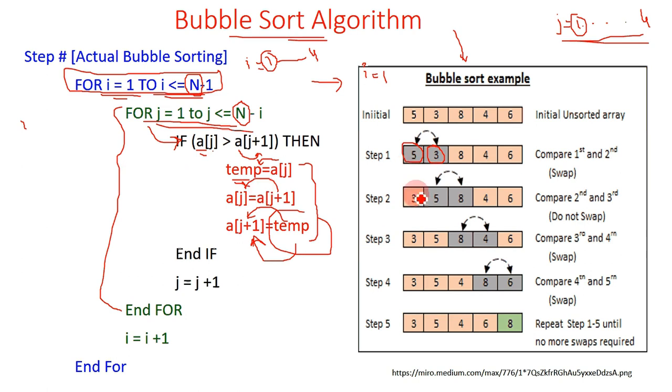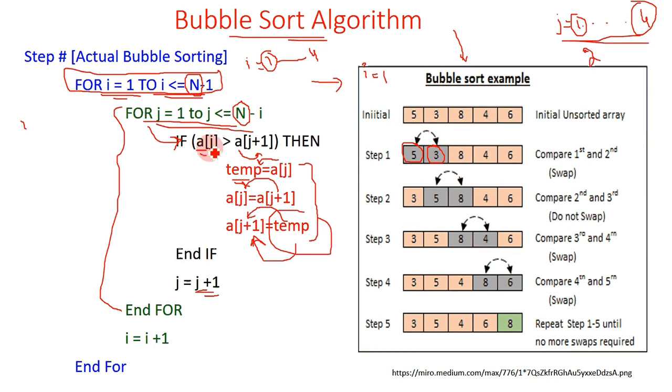So swapping will occur. The 3 will be replaced: the location of 3 will go to the first location and 5 will go to the second location, and the j value is now incremented. The j value will be incremented from 1 to 2, and now the j value becomes 2. Okay, so 2 is less than or equal to 4. Yes, 2 is still less than or equal to 4.